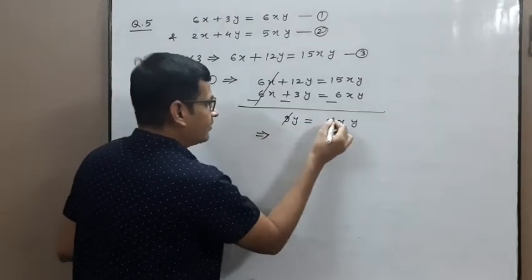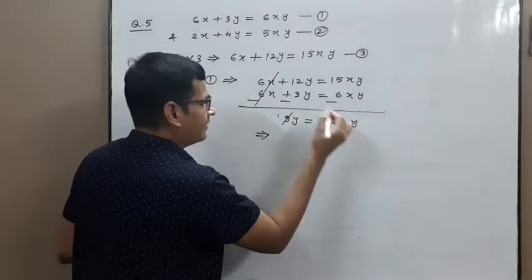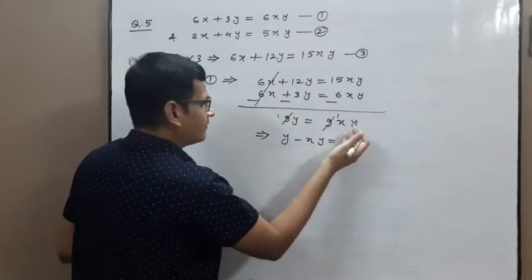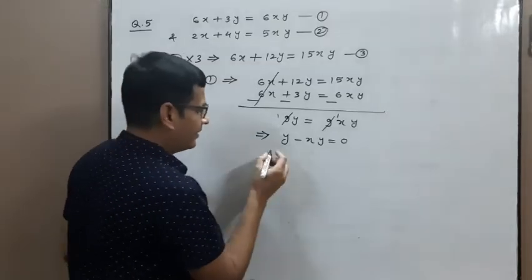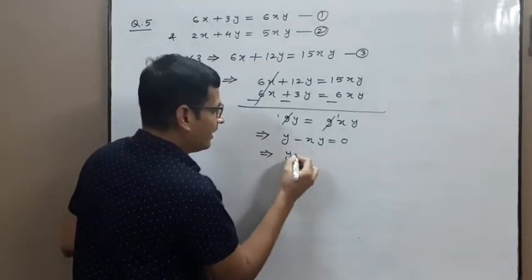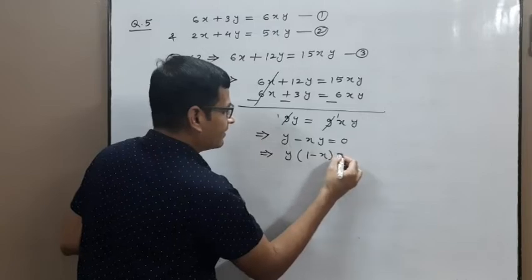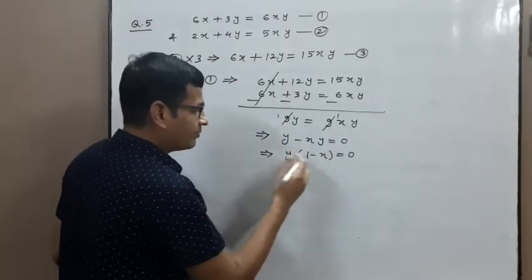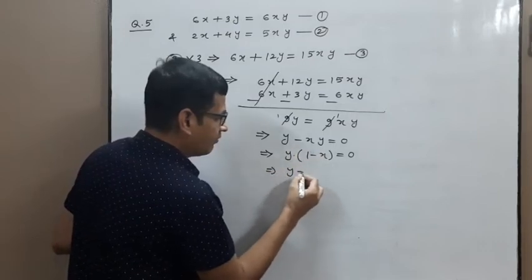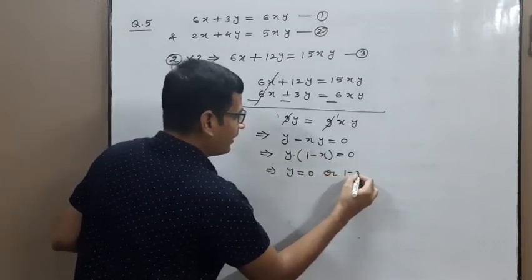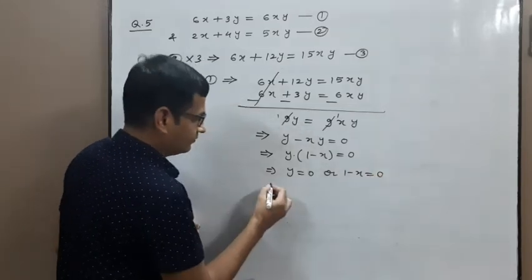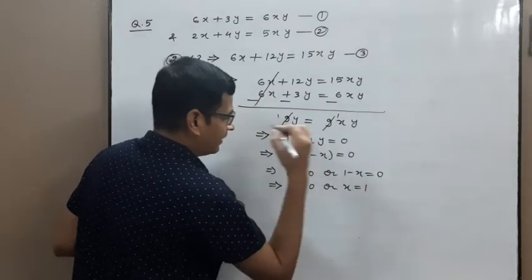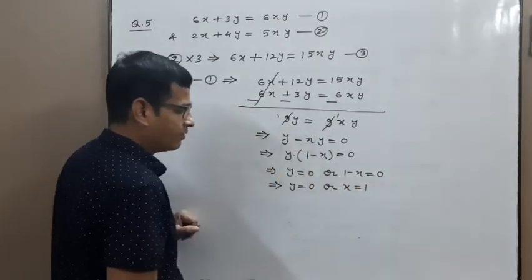We can cancel 9 and 9. Now y minus xy equal to 0. Send xy from the RHS to the LHS. Now taking y common, so y times (1 minus x) equal to 0. Product of two numbers is 0, means one of the numbers is 0. So either y equal to 0 or 1 minus x equal to 0. Implies y equal to 0 or x equal to 1. Send x to the left side, so x equal to 1.